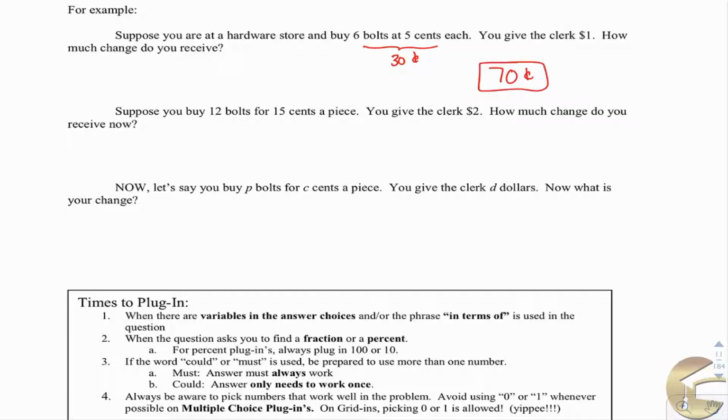The second one says, suppose you buy 12 bolts for 15 cents apiece. We're going to multiply those out, and we're going to get $1.80. So when you get $1.80, you give the clerk $2. How much change do you get back? Well, you're going to get 20 cents back.